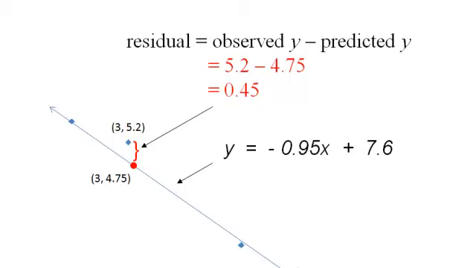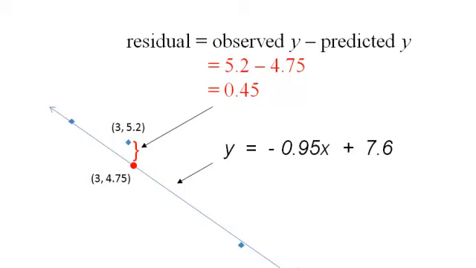But since we already have an observation in our data where x actually does equal 3, then we can think about how much our straight line model misses this actual data point. Now we calculated that miss by subtracting our predicted y from the observed y. That's 5.2 minus 4.75, and we call that value the residual, or it's sometimes called the error, for that data point.